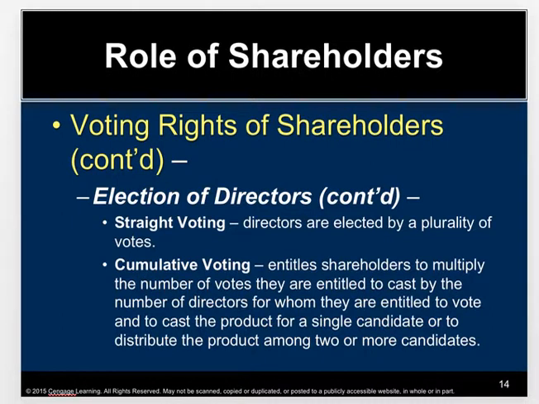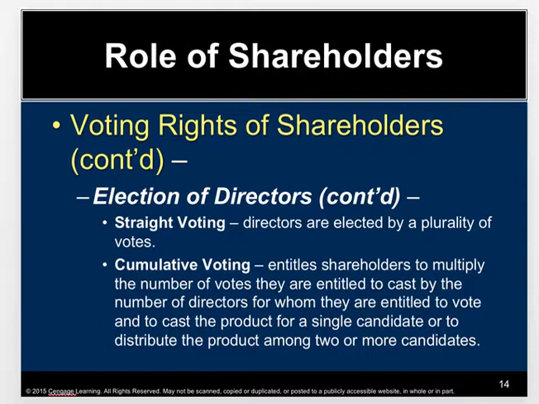Again, we're talking about the election of directors. There's something called straight voting and cumulative voting when we're talking about voting for directors. In straight voting, the directors are elected by a plurality of votes. So in other words, whoever gets the most votes becomes a director. So that's what we call straight voting. In cumulative voting, it entitles the shareholders to multiply the number of votes that they're entitled to cast by the number of directors for whom they are entitled to vote, and to cast the product for a single candidate or to distribute the product among two or more candidates.